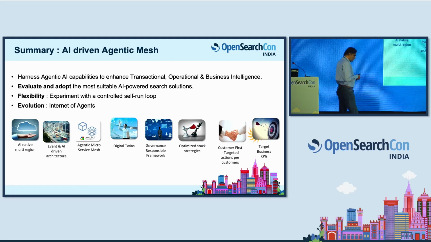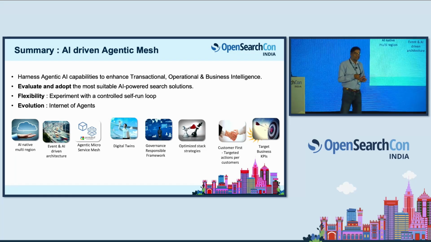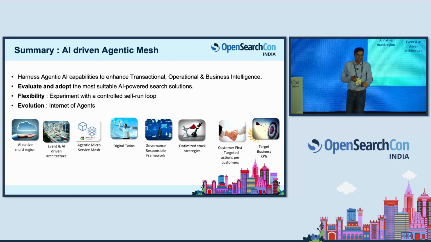With that, I would like to summarize that this is the time to harness the agentic AI capabilities to enhance transactional intelligence, operational intelligence, as well as business intelligence. All these tool sets exist even today. It becomes easier through OpenSearch to piece them together and generate respective transactional, operational, or business intelligence data, or aggregate them, and combining with the agents and tools that are provided, take actions for now and even store them for future.